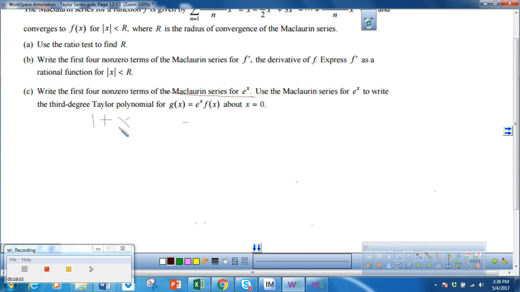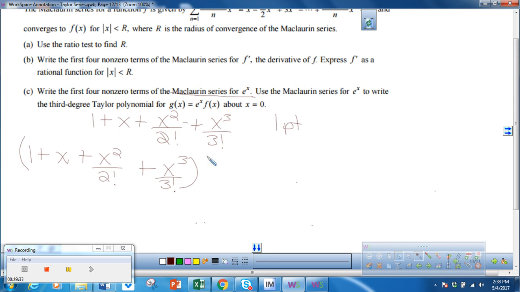So 1 plus x, see how much time this takes compared to having to sit there and figure it out. x squared over 2 factorial plus x cubed over 3 factorial, and that was worth 1 point, and every point counts. Every point is important, okay? Then they want us to multiply that times f of x. Now, the thing is to remember, we just have to remember our algebra skills. And that was x minus 3/2 x squared plus 3x cubed.